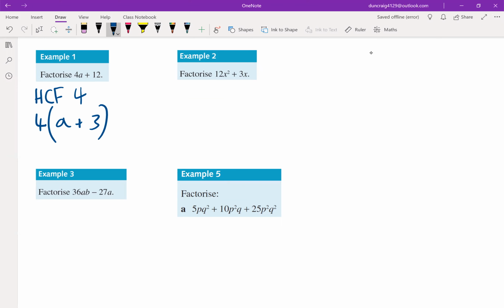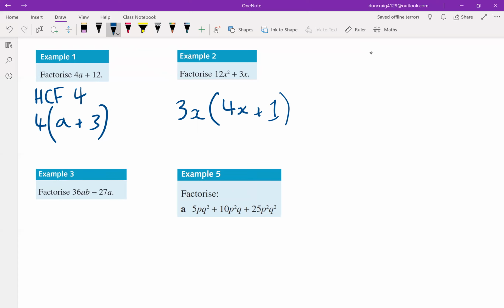In example 2, we've got 12x squared plus 3x. Again, the highest common factor of both of those two terms. I'm not going to bother writing HCF again, I'm just going to go straight to the solution. I'm going to have something outside of the brackets. With 12 and 3, the highest factor is 3. And then I've got an x squared and an x, so x is going to be the other factor outside. So 3x times 4x is going to give me 12x squared, and 3x times 1 is going to give me the 3x.